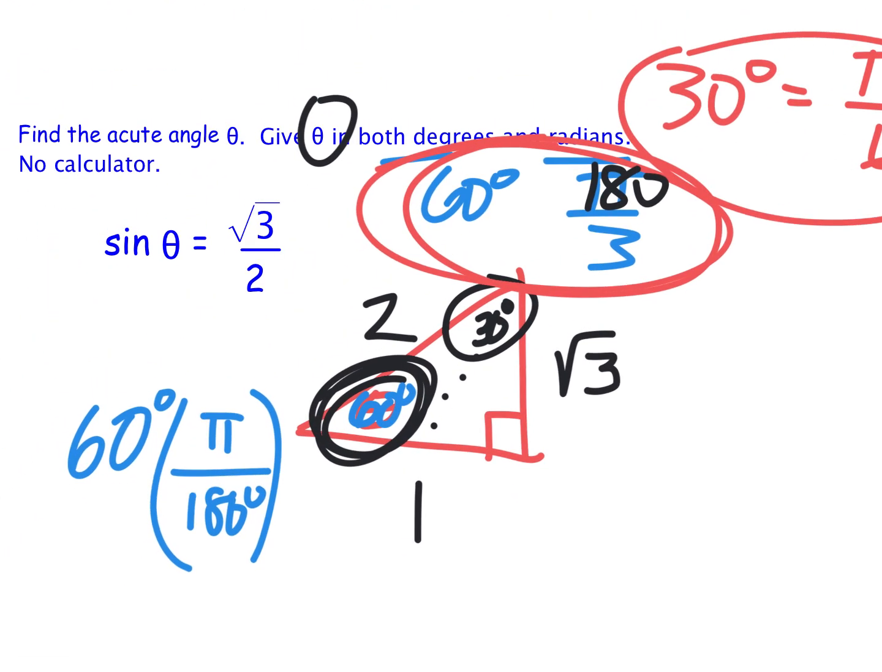Okay, enough about that. So what's the answer to the question? They didn't know the angle. Now we do. It's either 60 or pi over 3.